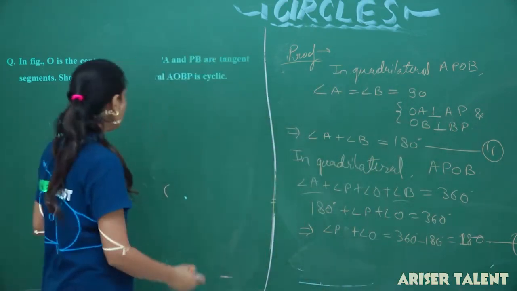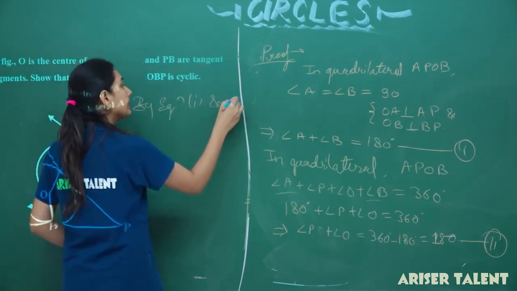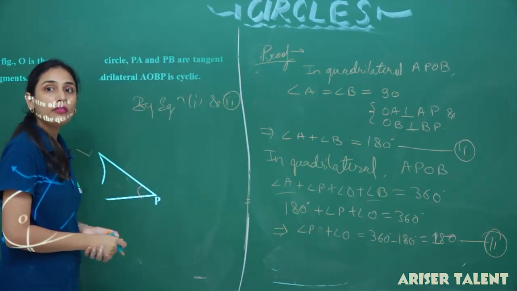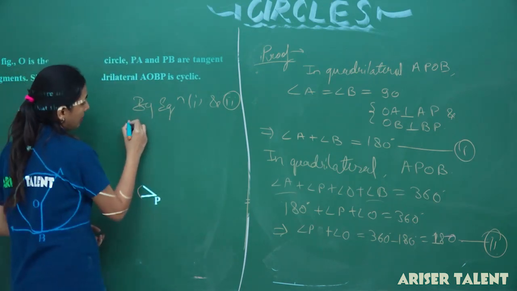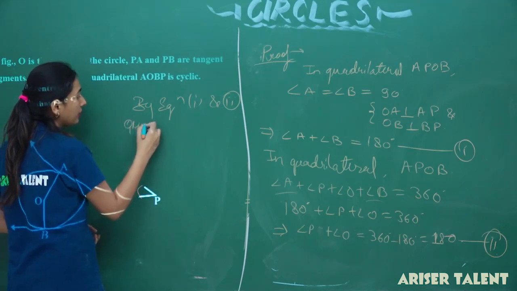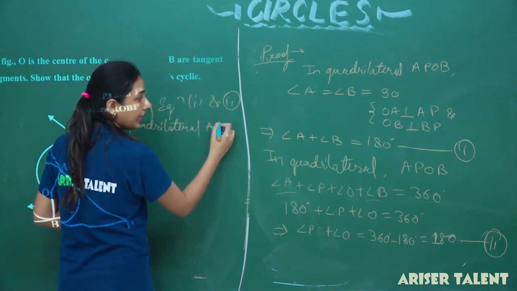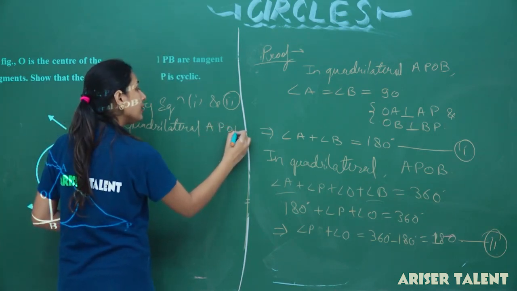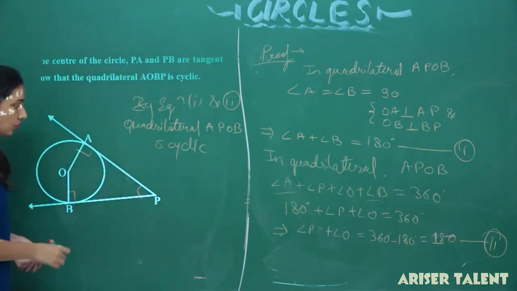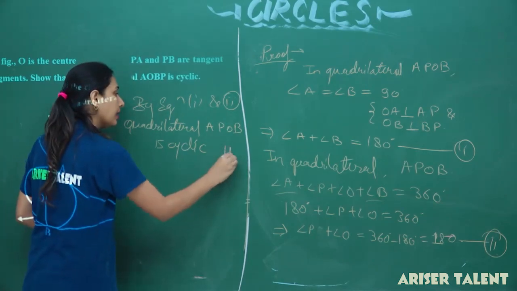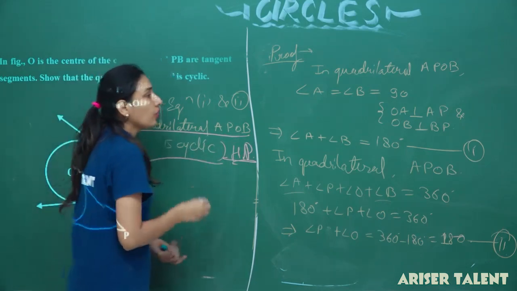By equation first and second, my students, what are we having? That we can say that quadrilateral APOB is cyclic. Okay. So, it's proved now. Hence proved. Note it students.